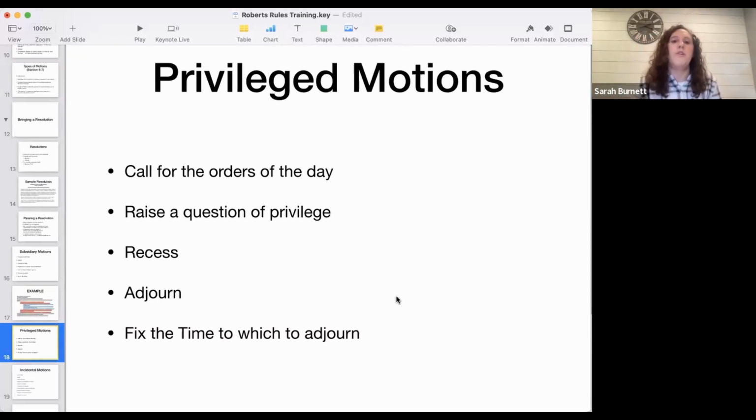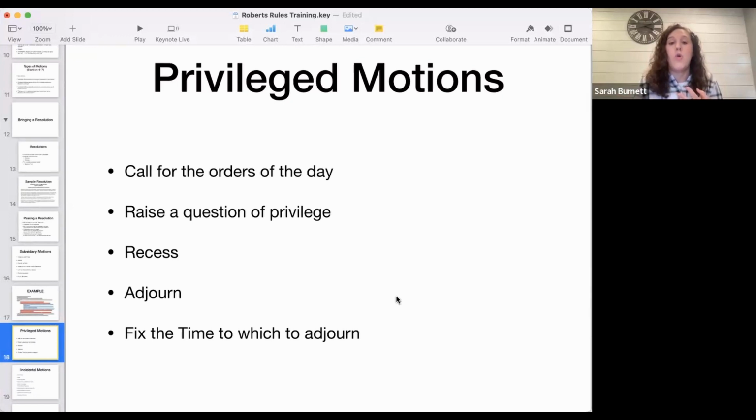Raise the question of privilege. It can be a question of personal privilege, or it can be a question of privilege for the entire body. This is, it's too hot in here. Can we get somebody to work on the AC? We can't hear anything. We can't see the screens. Or personal privilege, something relating just to you. So those are questions of privilege.